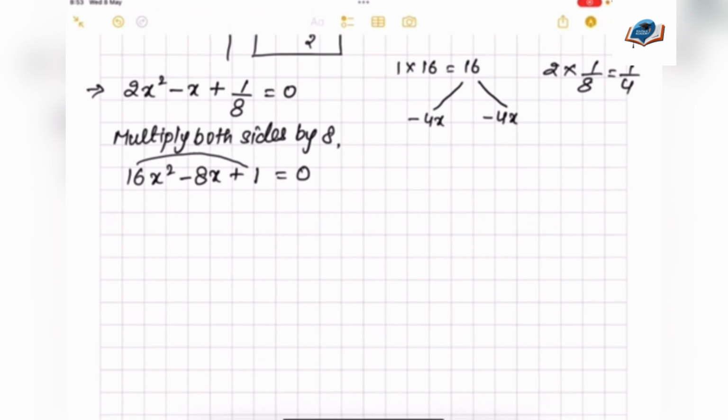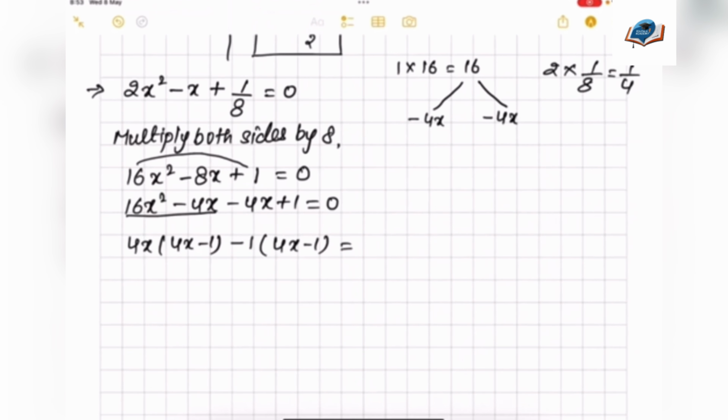So 16x square minus 4x minus 4x plus 1 equal to 0. Now from the first two I am taking 4x common, so 4x minus 1. From the second two I am taking minus 1 common, so 4x minus 1 equal to 0. Now taking 4x minus 1 common, 4x minus 1 into 4x minus 1 equal to 0. So I can say 4x minus 1 equal to 0.